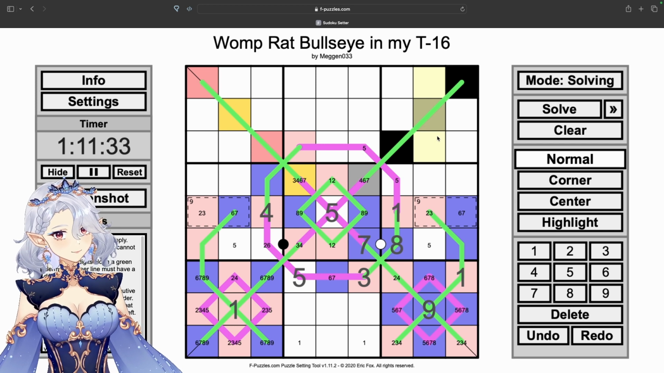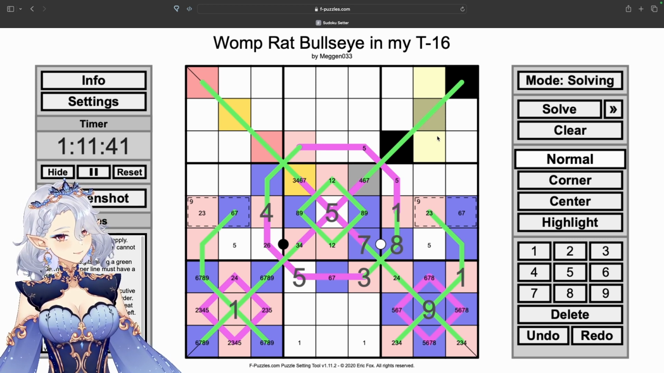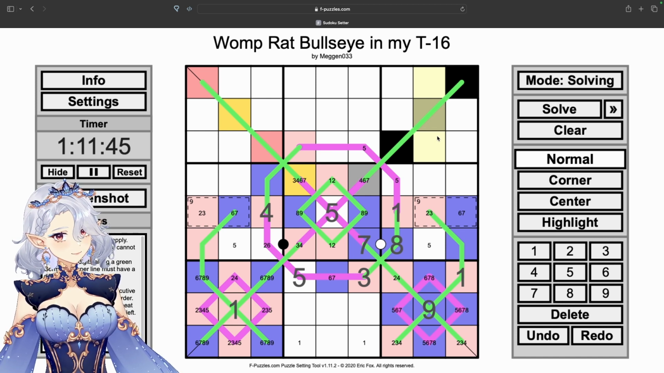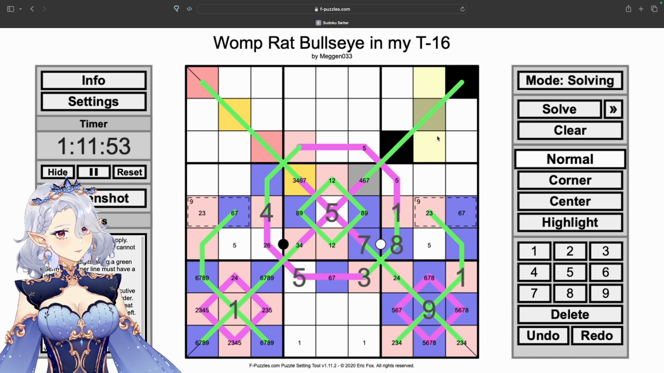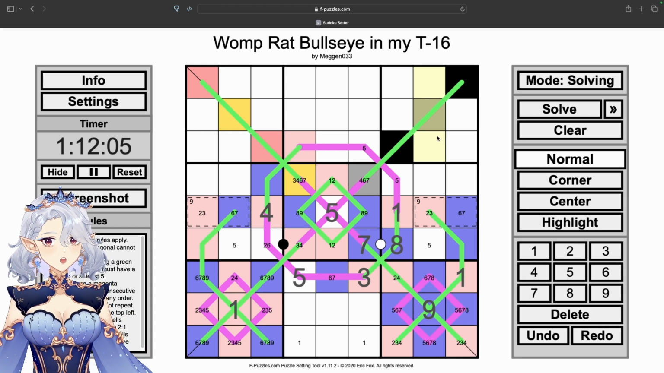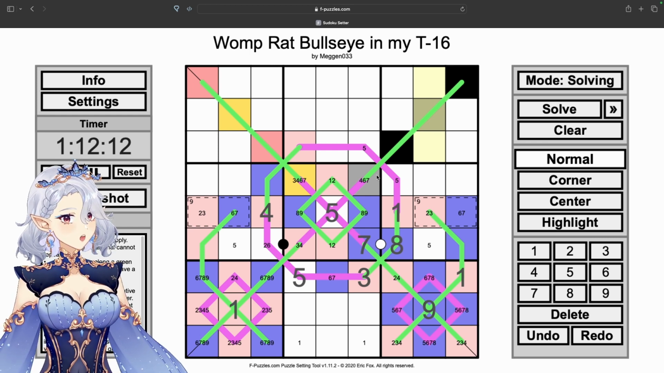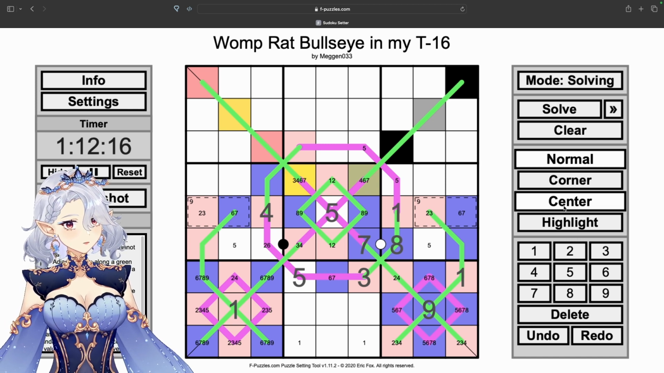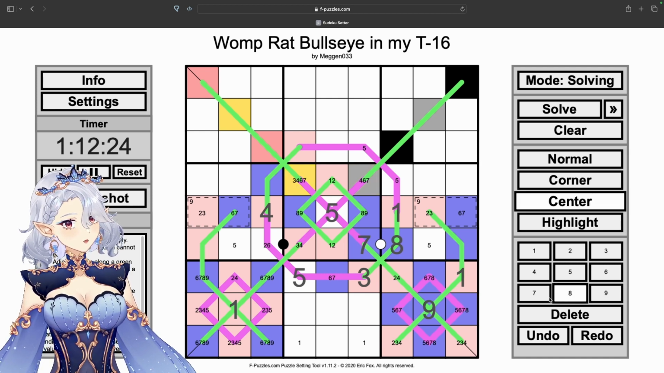Anything else? I don't see anything else yet. No. Okay. We've got some numbers now. Oh, wait, we can get rid of the 7 in these. No! Undo. This was the wrong button. I want to get rid of the center markings 7 here.